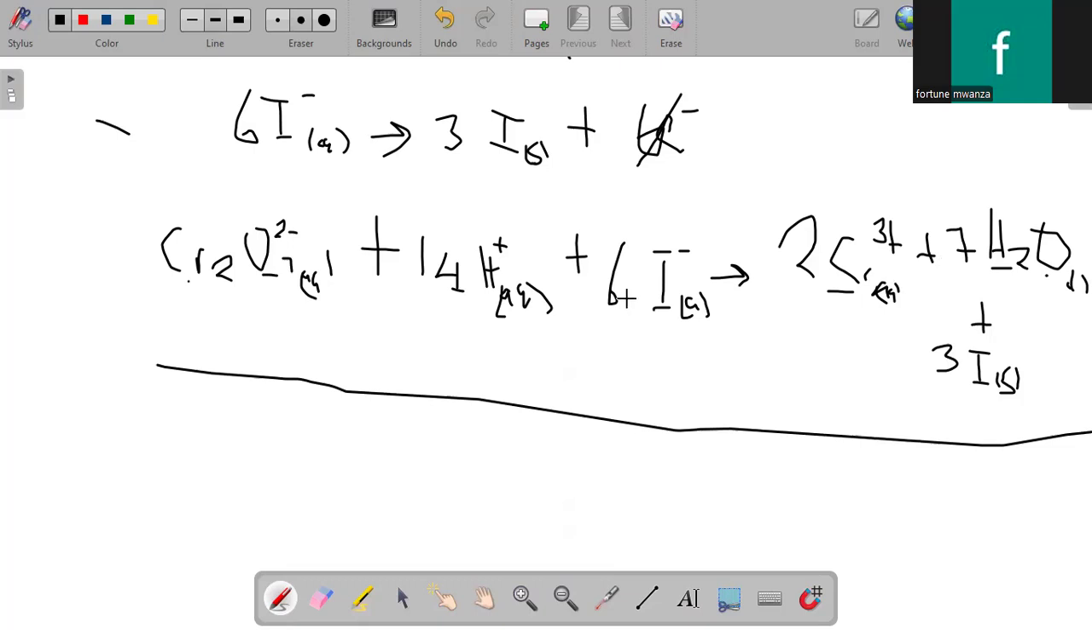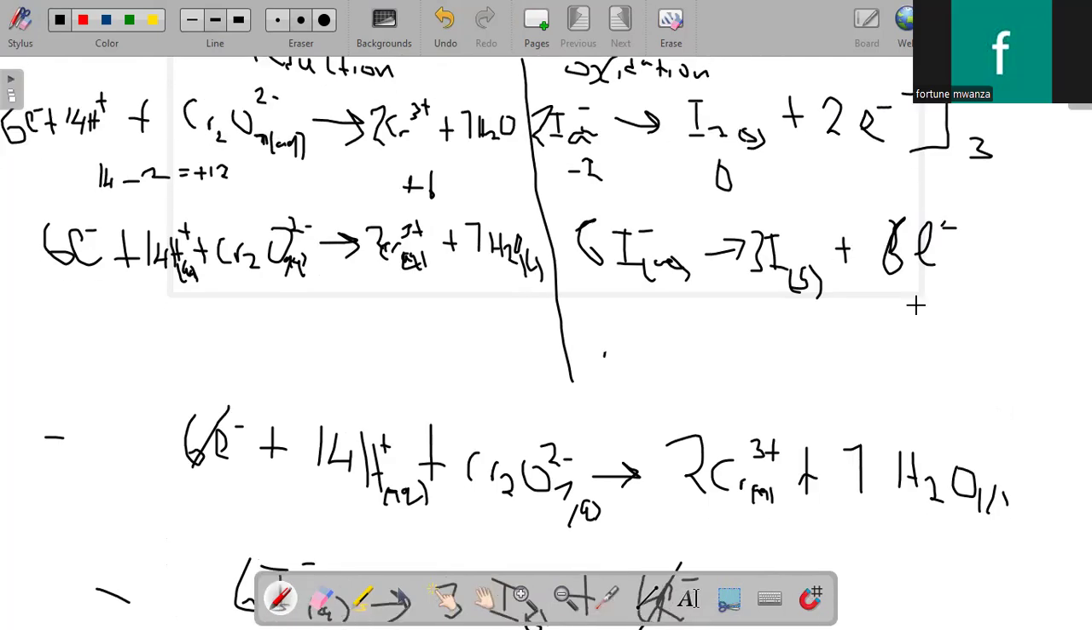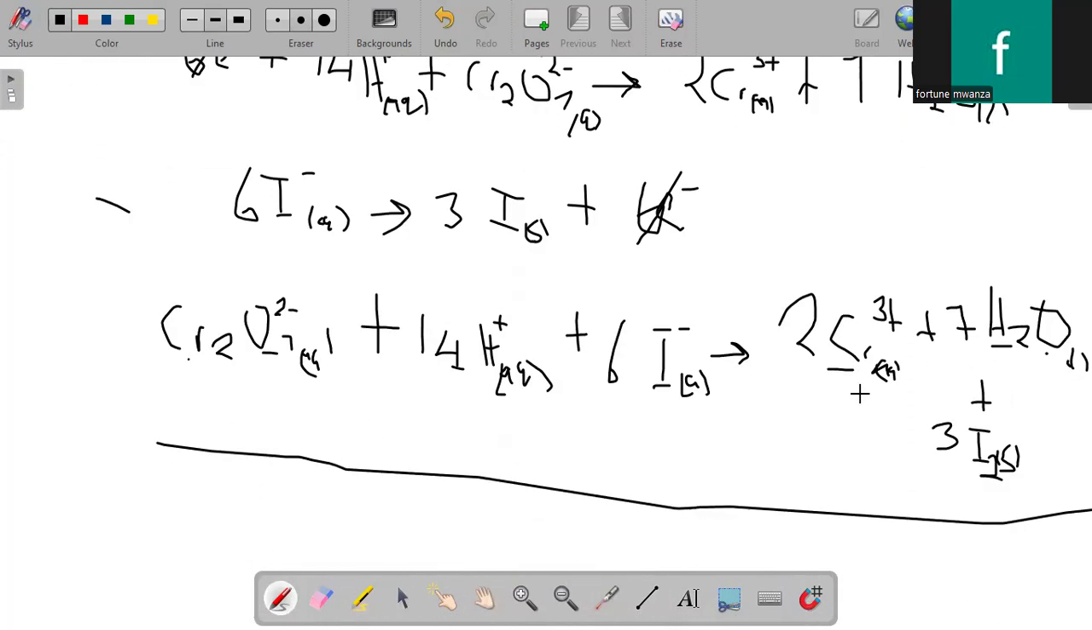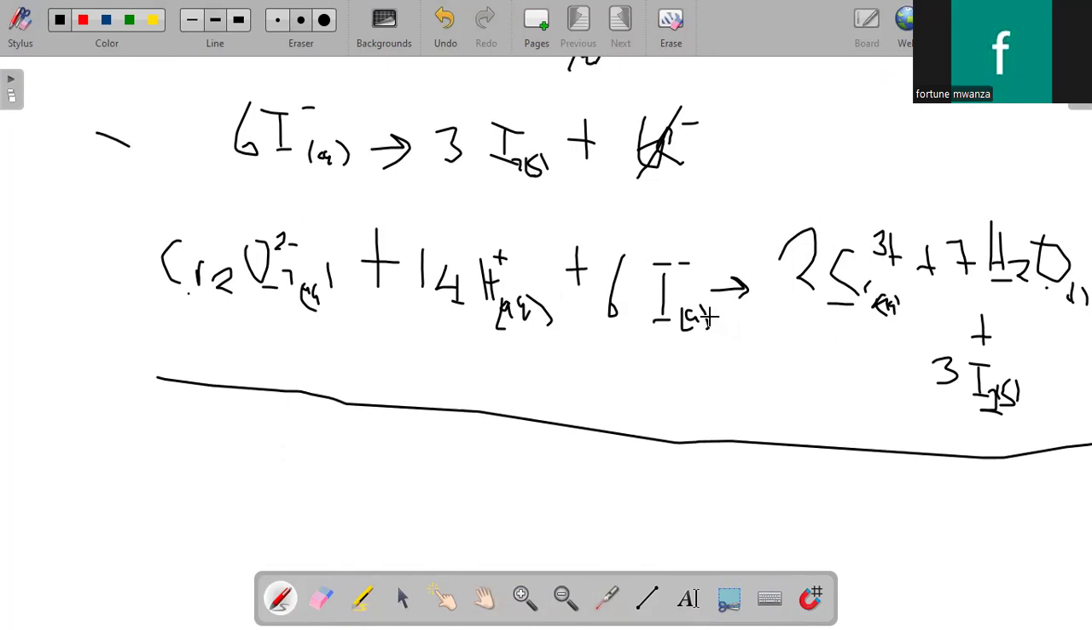Iodine, we have a 2 here. So I was not putting it, but there's a 2 there. So for iodine we have 6 here, and we also have 6 on the product. So iodine is also balanced. All the atoms are balanced.